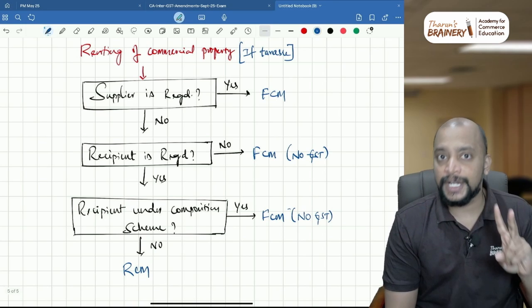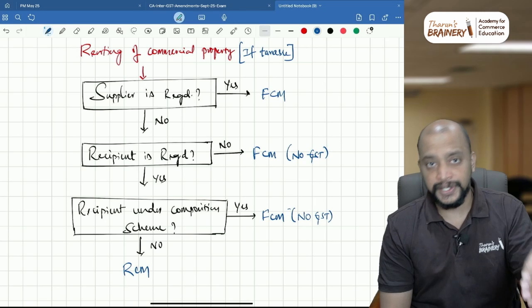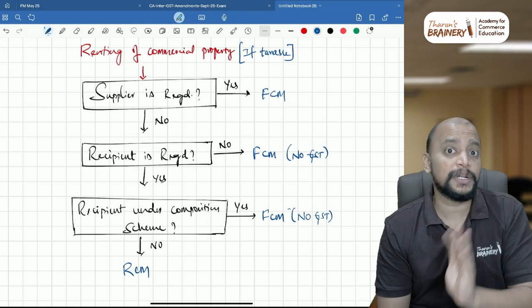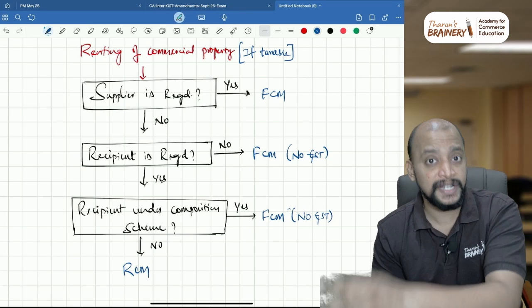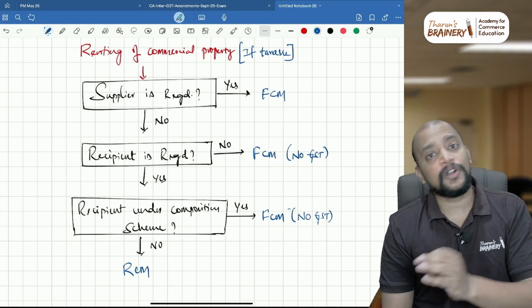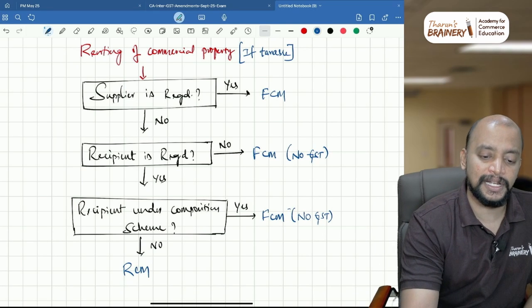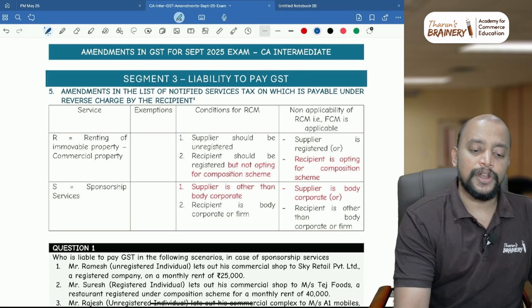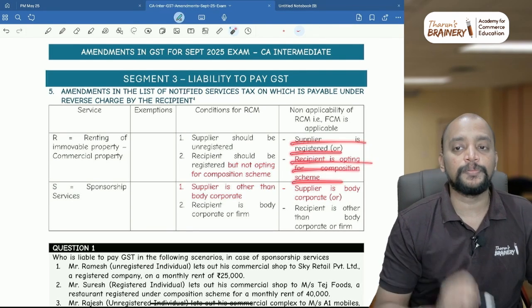Okay, so what are the two conditions for commercial property coming under RCM? Supplier should be unregistered, recipient should be registered but not opting for composition scheme. If supplier is registered, always FCM. If recipient is under composition scheme, also it will be FCM only, RCM will not be applicable. That is what I have given there. So non-applicability of RCM: supplier is registered or recipient is opting for composition scheme.